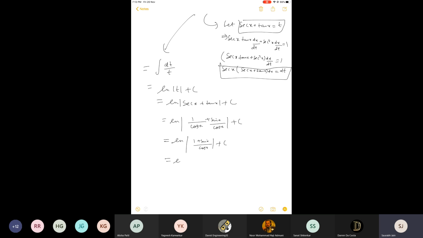How? What is 1 plus sin x? It can be written as cos x by 2 plus sin x by 2 whole square. Why? Because cos square plus sin square is 1 and 2 cos a sin a is sin 2a. So it will become sin x. In the denominator, you will use the formula of cos 2a. As a result, one of the factors will be cancelled. Cos x by 2 plus sin x by 2 will be cancelled from numerator and denominator.